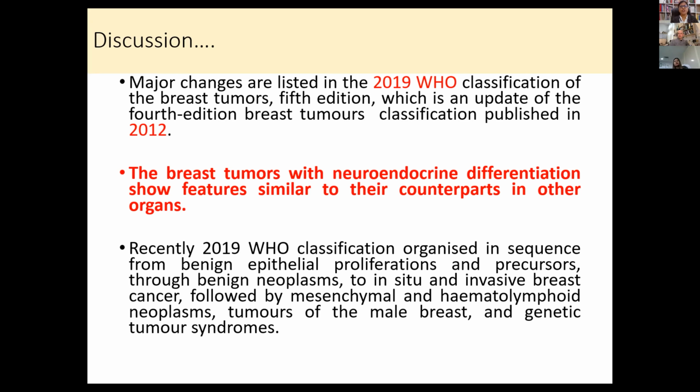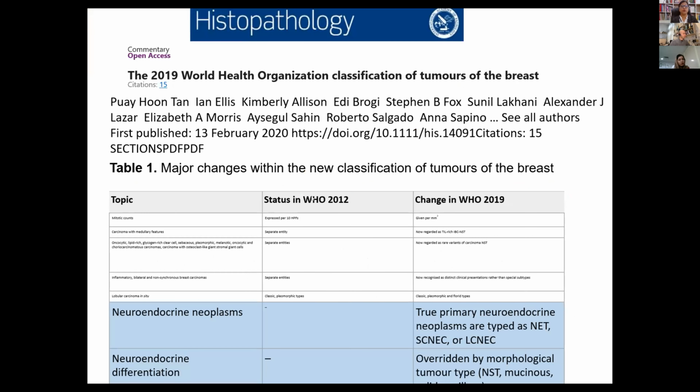Breast tumors with neuroendocrine differentiation show features similar to their counterparts in other organs, in the lung, GI, and pancreas. Recently, the 2019 WHO classification is organized in sequence from benign epithelial proliferation and precursor through benign neoplasm to in situ and invasive breast cancer, followed by mesenchymal and hematolymphoid neoplasms, tumors of the male breast, and genetic tumor syndromes.